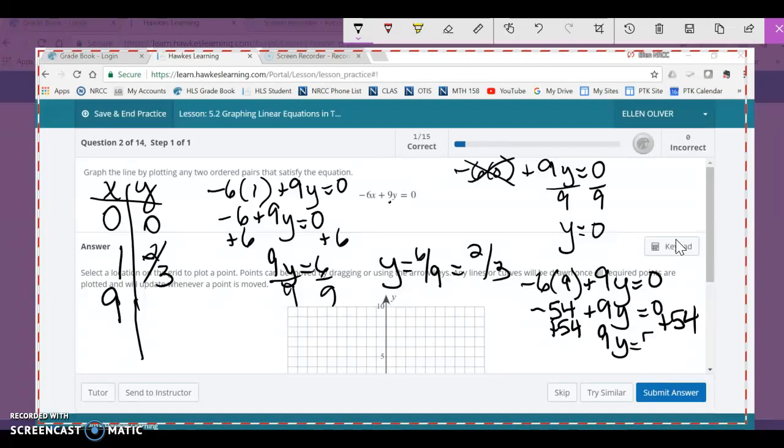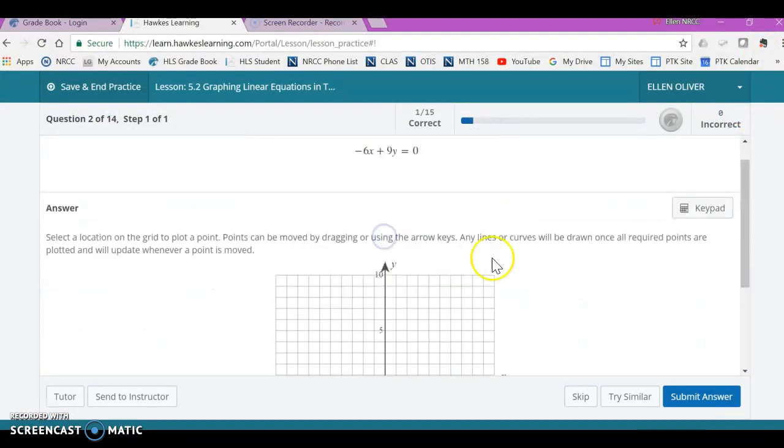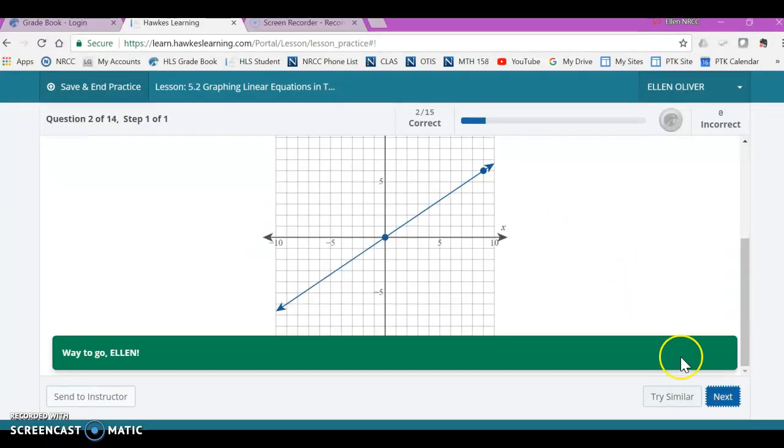9y is 54. Divide by 9, y is 6. So that gave me a point that was easier to graph. So I'm going to graph these 2 points, 0, 0, and 9, 6. 0, 0, and 9 to the right, up 6. And let's check that. Very good.